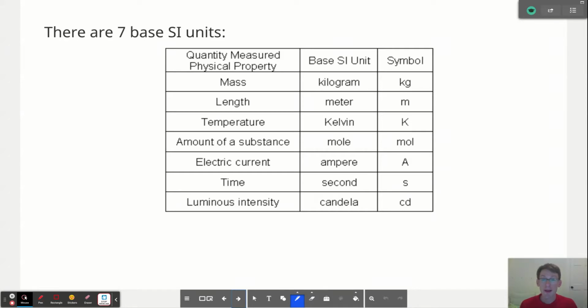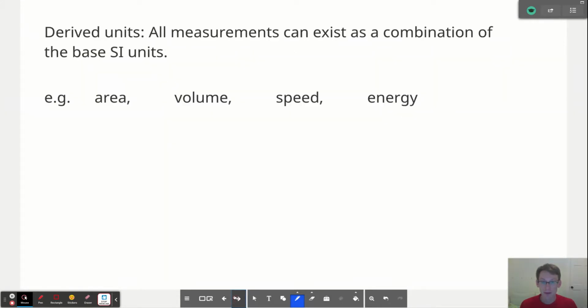What's kind of amazing is that from these base units, anything else can be derived. Derived units are measurements that are a combination of the base units. Probably the simplest one is area. Area we know as length squared, so we can take the meter and square it, and that's our area. For volume, a derived unit would be meters cubed. For speed, we'd have meters per second.